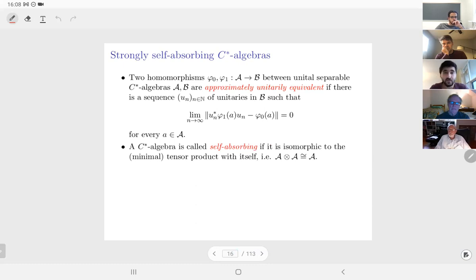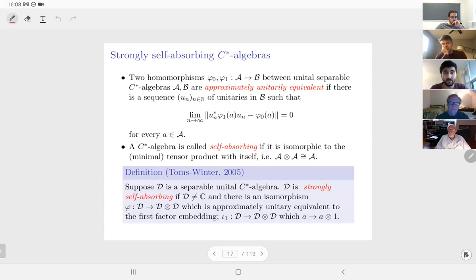Now a C-star algebra A is called self-absorbing if it is isomorphic to the tensor product of A with itself. If they're not nuclear, we really care about the minimal tensor product. The definition of strongly self-absorbing existed before 2005, but it was officially defined by Toms and Winter in 2005, in the paper called Strongly self-absorbing C-star algebras.